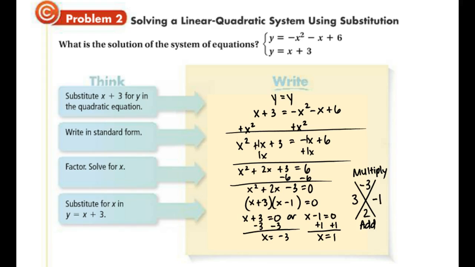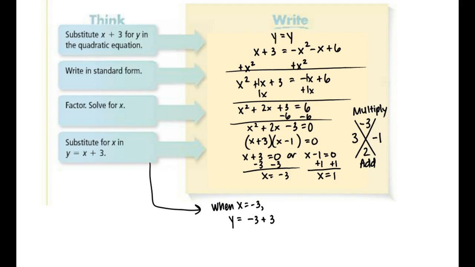Now to find the y coordinates, we want to take each of the x values and separately plug them in to either equation to find the y values. And hopefully you're realizing that the linear equation would be the easier one to work with, so that's what we're about to do. Using the equation y equals x plus 3 and substituting in our first x coordinate of negative 3, I have y equals negative 3 plus 3, which equals 0. So our first intersection point is at the coordinate point (negative 3, 0).